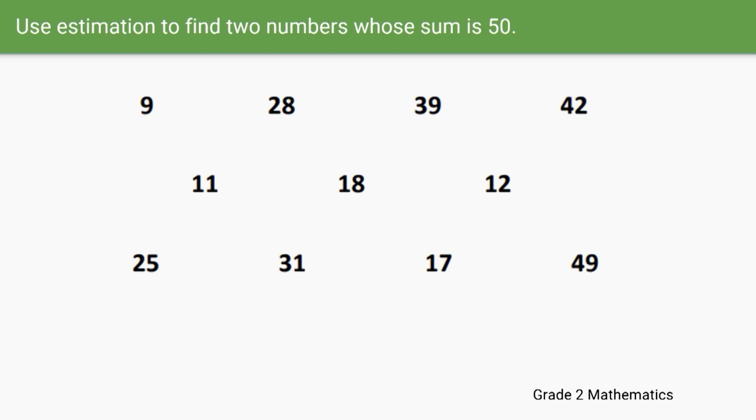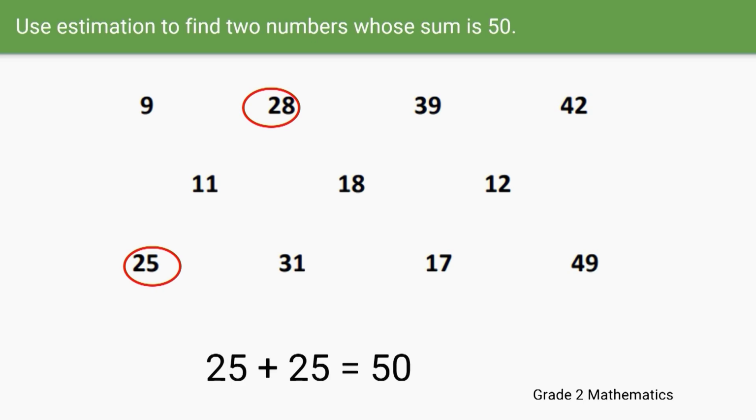Or maybe you estimated that 28 is close to 25. And if you put that together with another 25, it's close to 50. 25 plus 25 equals 50.